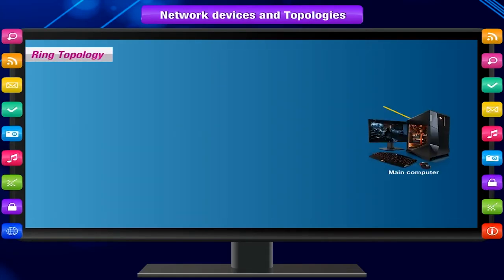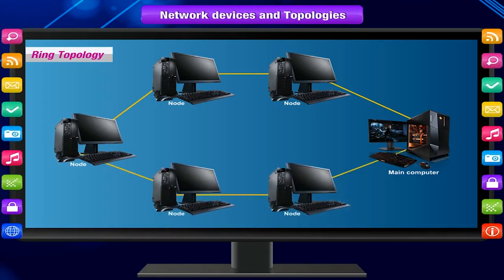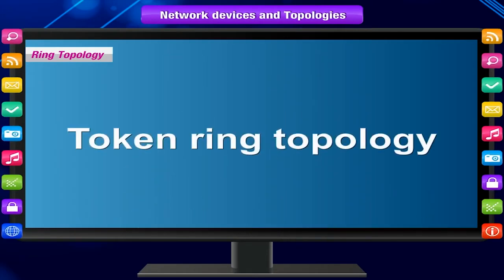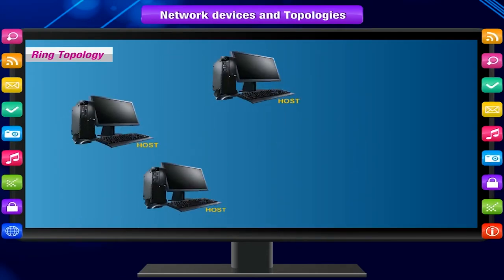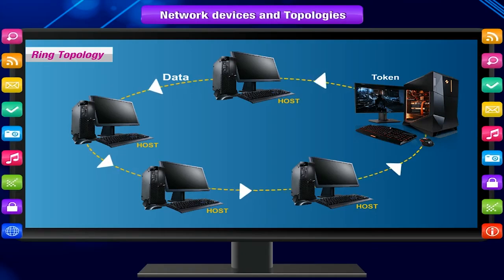Ring topology. A ring topology is a network where all the nodes are connected to exactly two other nodes. The result is a circular or ring shape. A ring topology is more commonly known as a token ring topology. It creates a network by arranging hosts in a circle. Data is passed between hosts through a token. This token moves rapidly at all times throughout the ring in one direction.